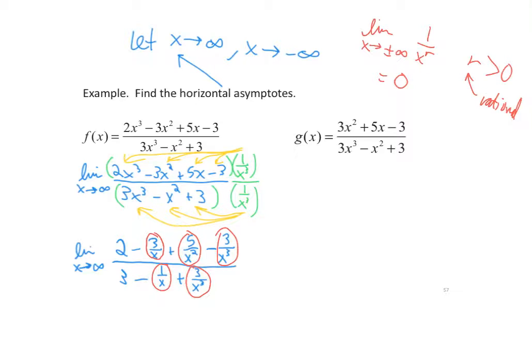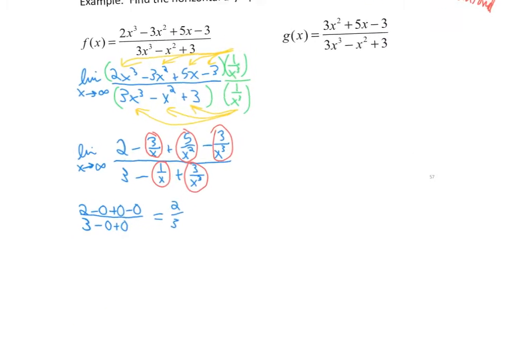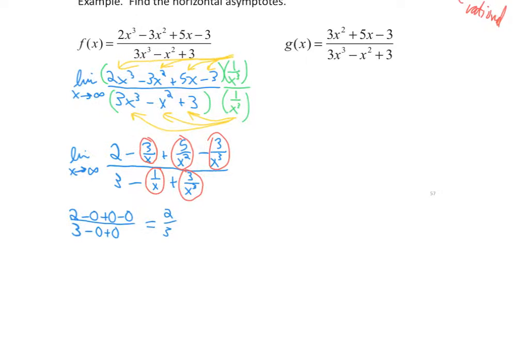Okay, which means our final answer will be 2 minus 0 plus 0 minus 0 over 3 minus 0 plus 0. And that just amounts to 2/3. So it turns out that one horizontal asymptote is y equals 2/3. Remember that a horizontal line is given as y equals a number.